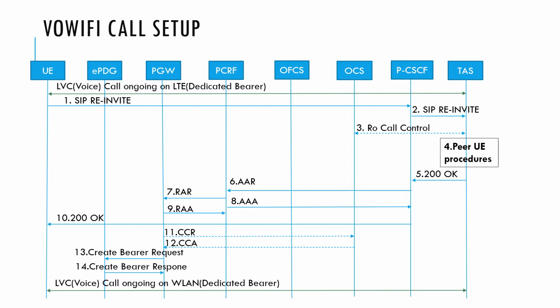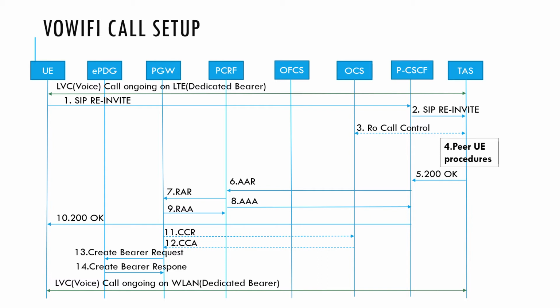Now the PCSCF sends an AAR to the PCRF for basically creating a dedicated bearer. So for completing this call flow, we have a RAR message towards the P gateway, then RAA comes back from the P gateway to the PCRF, and similarly the AAA goes back to the PCSCF. The PCSCF finally sends the 200 OK to the UE, and then the P gateway also has to update the OCS for some charging that needs to be done. For that we have the CCR and CCA messages, and now we are ready to create a dedicated bearer.